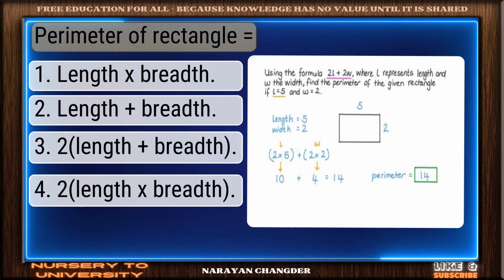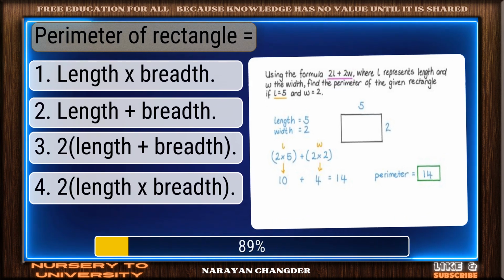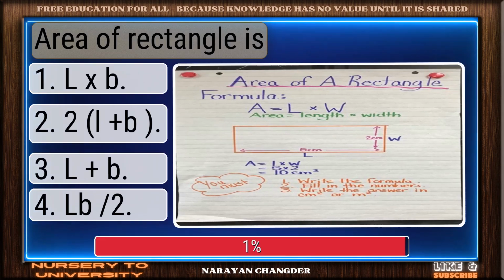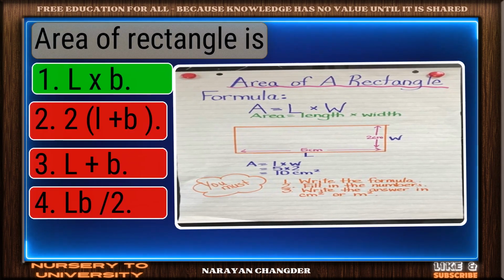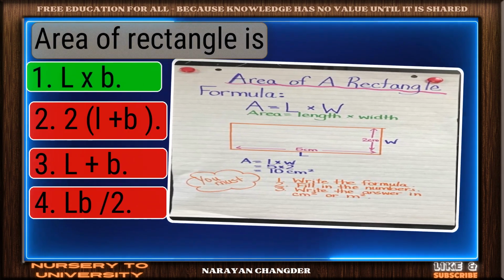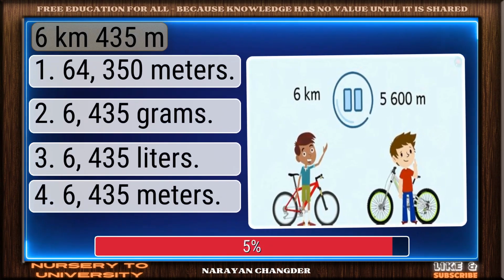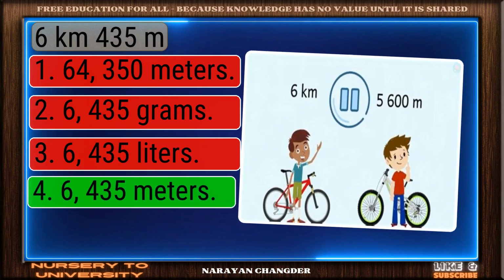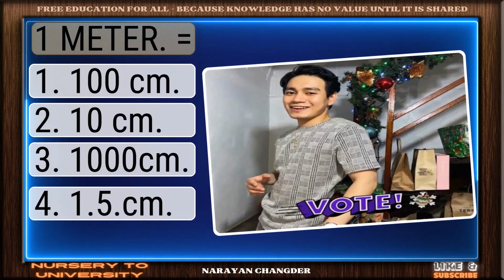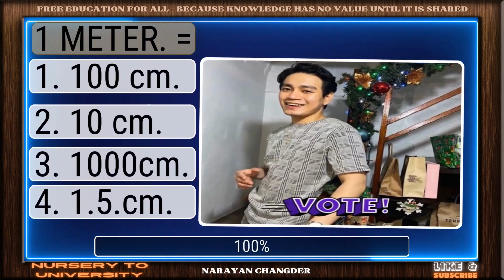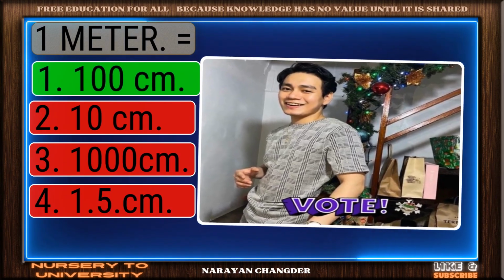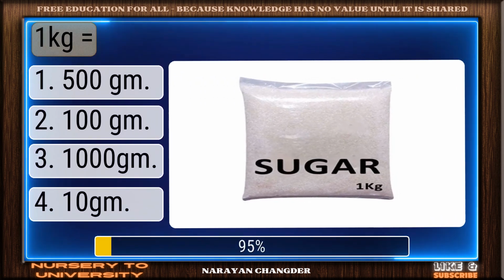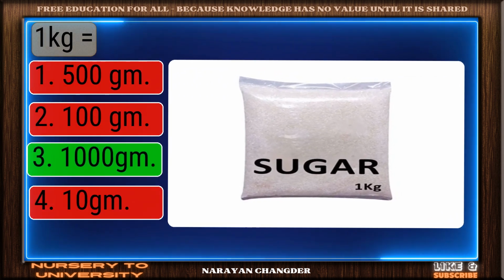Perimeter of a rectangle is equal to? Well done. 2 x (length + breadth) is the right choice. Area of a rectangle is? Excellent choice. Length x breadth is the right answer. 6,435 meters. Solid response. 6,435 meters is a valid choice. 1 meter is equal to? Right choice. 100 cm is the best answer. 1 kg is equal to? Right again, 1000 g is a valid answer.